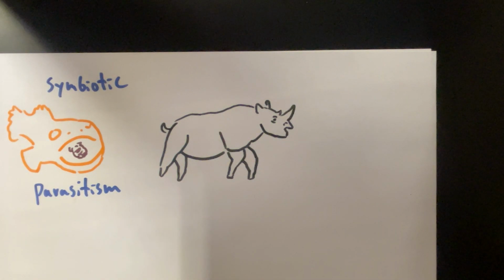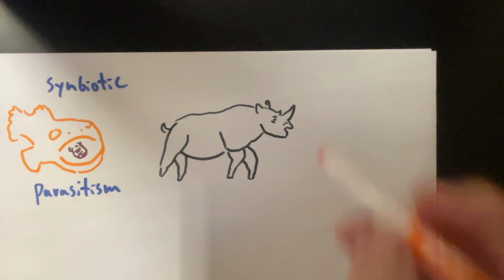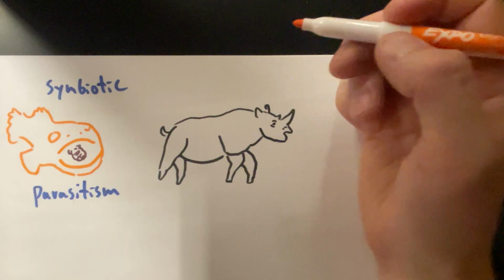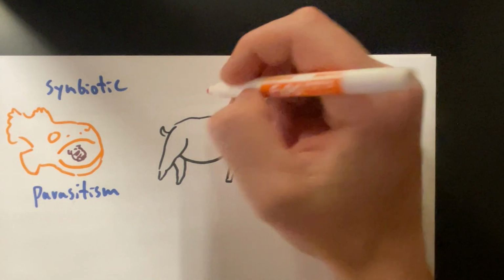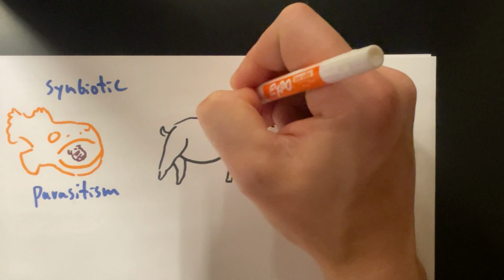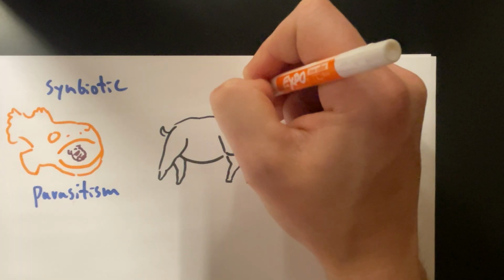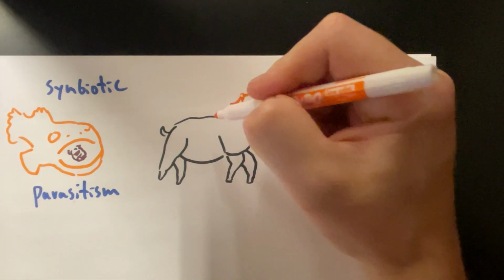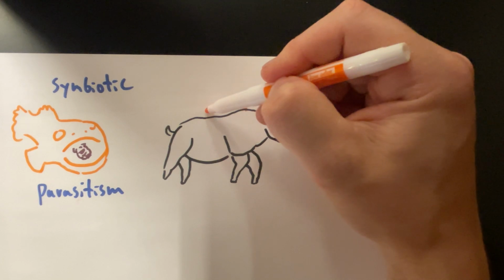So there are these little birds that hang out on top of rhinos. They're called oxpeckers. Oxpeckers. If you move your hand, maybe I can put one in his face.